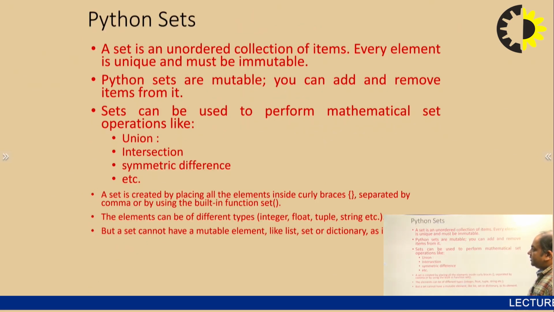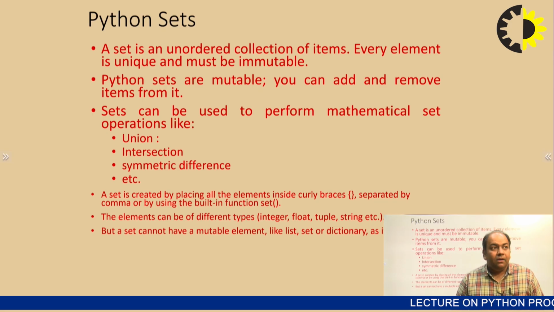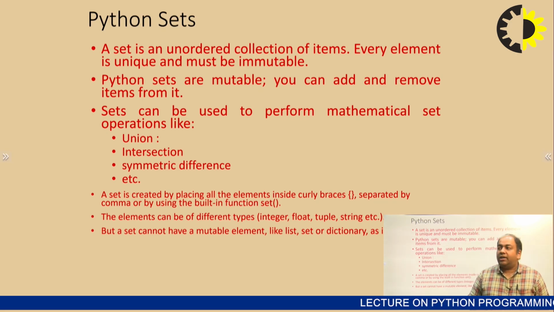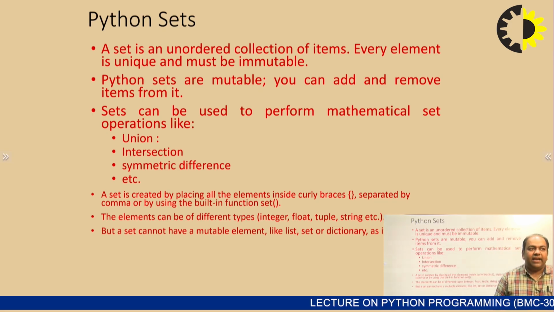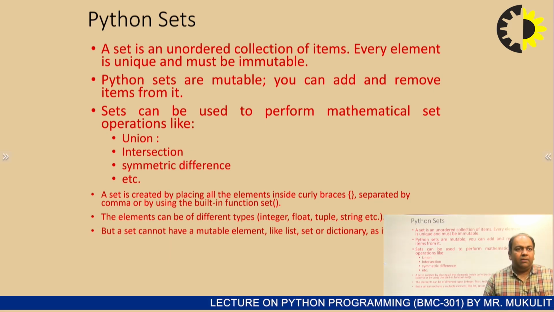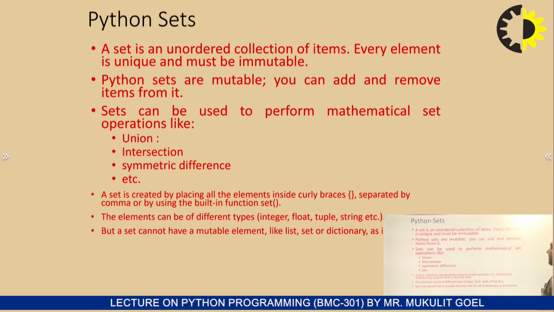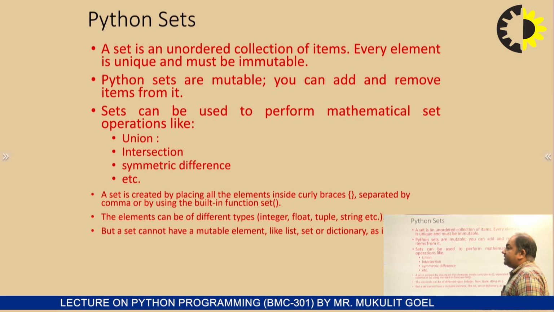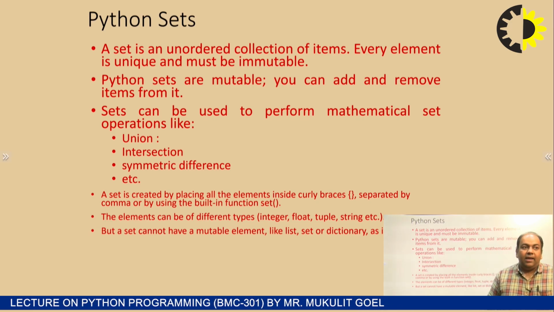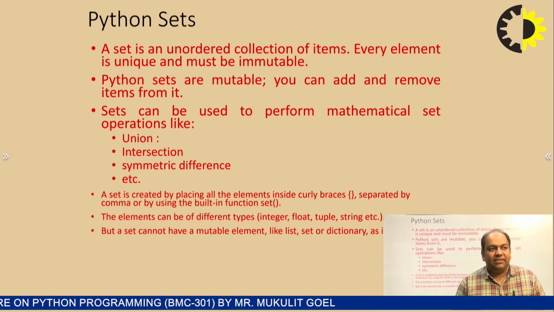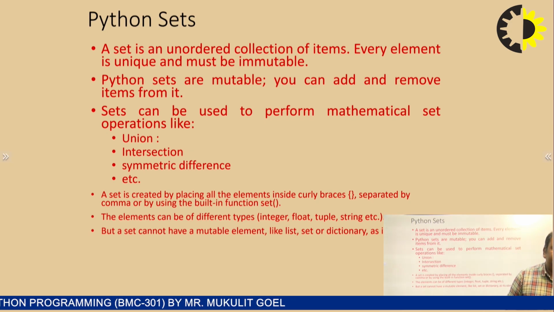Now I will come to set, which is another data type. What is a set? A set is an unordered collection of items and every item is unique and immutable. Python sets are mutable. You can add a value and remove items from it. But the elements are immutable, while the sets are mutable. And it is used to perform operations like union, intersection, and difference.